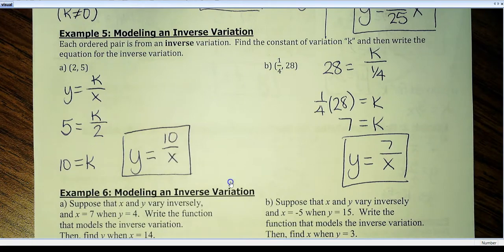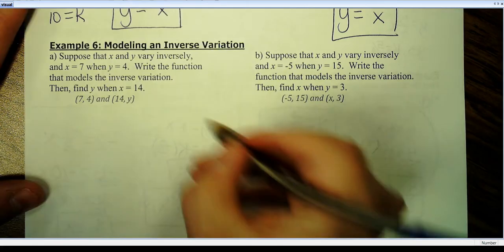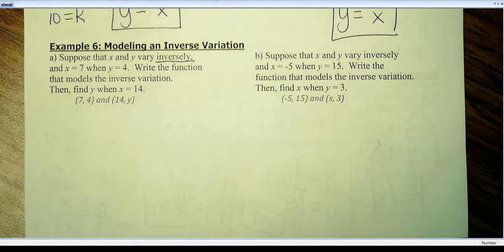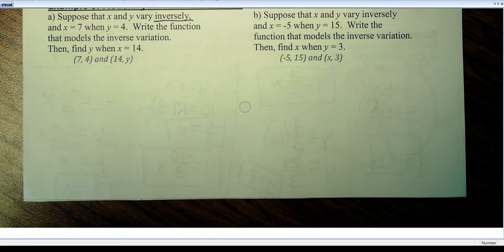Now we're going to come down here. Suppose that x and y vary inversely. If you see that, that means it's an inverse variation. And they say x is 7 when y is 4. Find the function that models the variation, and then we're going to do another step, which is to find y if x is 14. So I've got a couple points going on here.